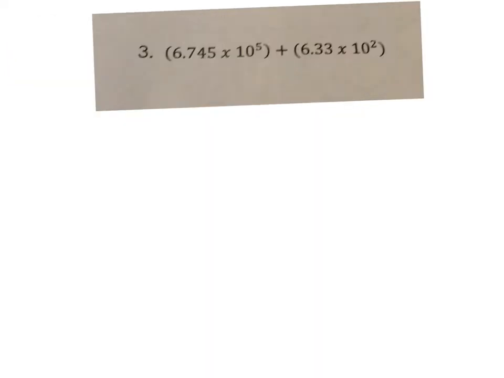Okay, here's problem 3. So it's an addition problem. So we need to have the same exponent because it's addition. If I look at 5 and I look at 2, which number is higher? 5. So my first parentheses is going to stay exactly the same. You never touch the higher power.